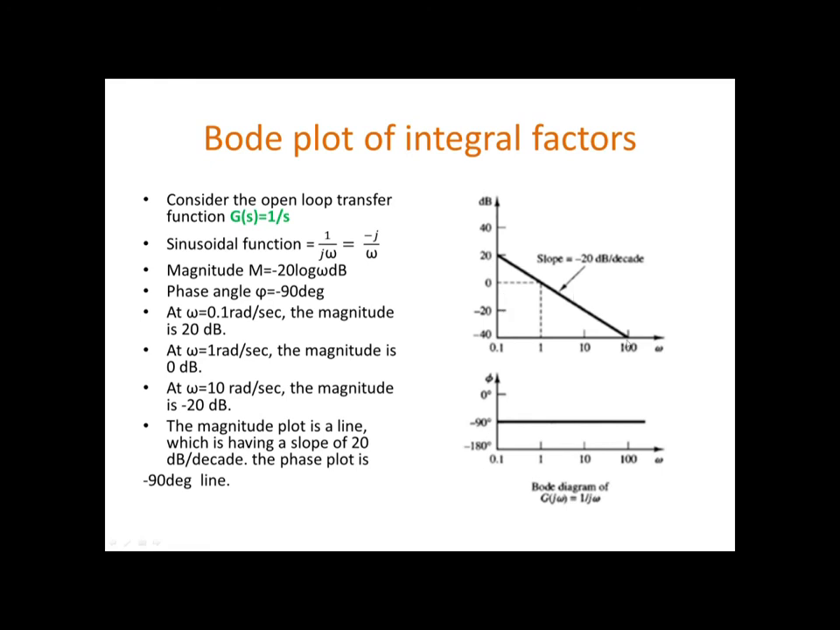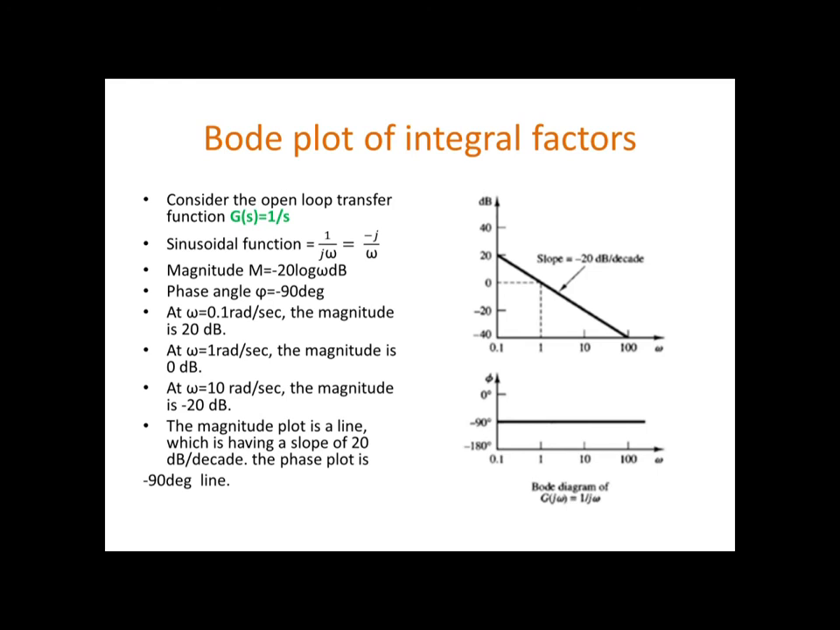So this is the slope of minus 20 dB per decade, and this is the magnitude plot. That means the plot of dB versus log omega, that is frequency in logarithmic scale, is a straight line having the slope of minus 20 dB per decade, passing through the 0 dB line when the omega value is equal to 1.